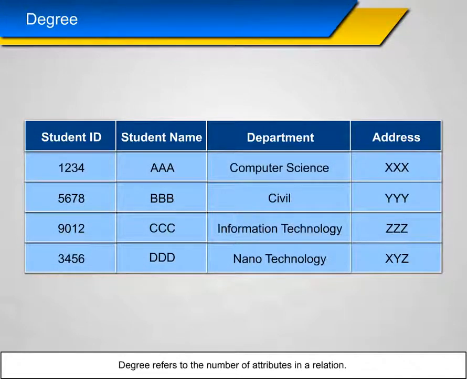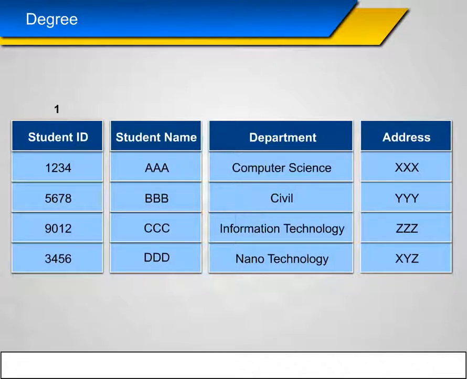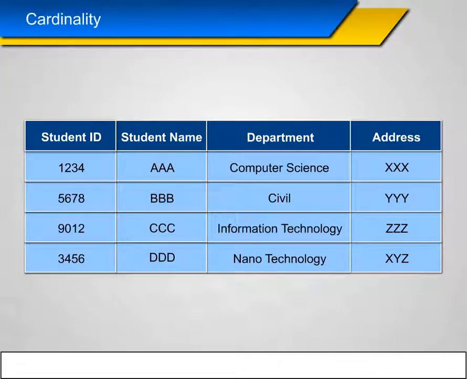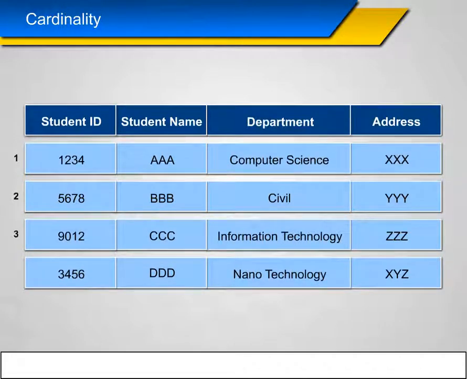Degree. Degree refers to the number of attributes in a relation. Shows the degree of the student table, and the degree is 4. Domain. Domain refers to the set of allowable values for one or more attributes. Cardinality. Cardinality refers to the number of tuples in a relation. Shows the cardinality of the student table, and the cardinality is 4.